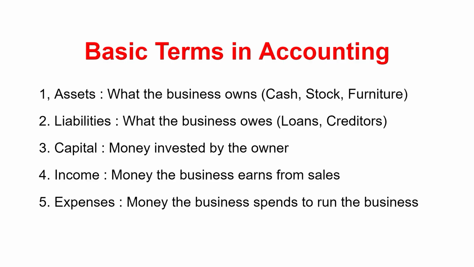Basic terms in accounting: assets, what the business owns, such as cash, stock, furniture; liabilities, what the business owes to outsiders, such as loans, creditors; capital, it is the money invested by the owner; income, it is the money earned by the sale of goods and services; expenses, it is the money spent to run the business.